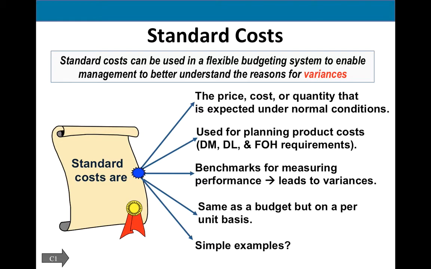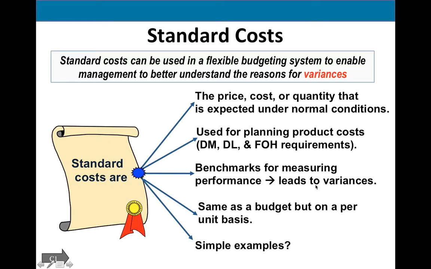And setting standards is a long process. We have to involve the entire organization. For direct materials, we have to talk to engineers and production managers and designers. And for direct labor, we have to have a conversation with our HR as well as production managers, and for factory overhead, probably production managers. And these are benchmarks for measuring performance. They will lead us to variances.